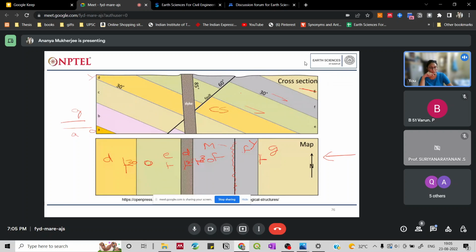Because over here you cannot see that this has been exposed, this is not exposed over here, but this is exposed over here. Okay, so this has moved downwards and this has moved up, and this is the fault plane. So the top block, that is the hanging wall, has moved downwards, so that is a normal fault.